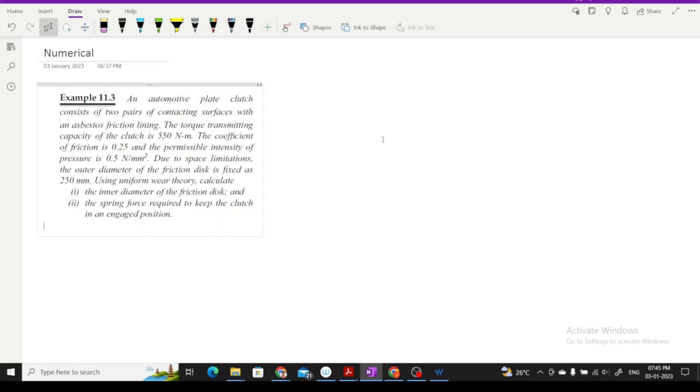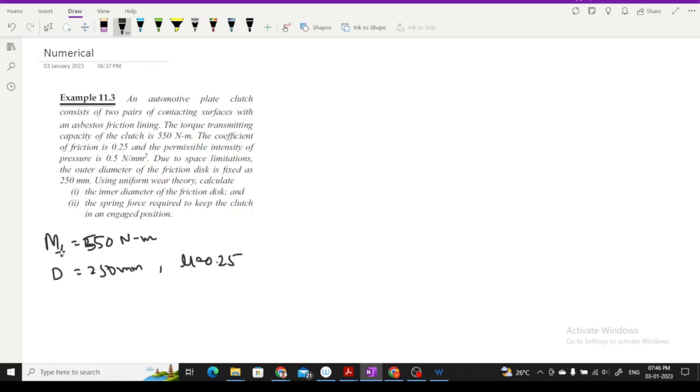So here the data are given. First, you can note down the given data right here. The torque transmitted is 550 newton meter. Then capital D is 250 mm. Mu is 0.25. Pa is 0.5 N/mm².